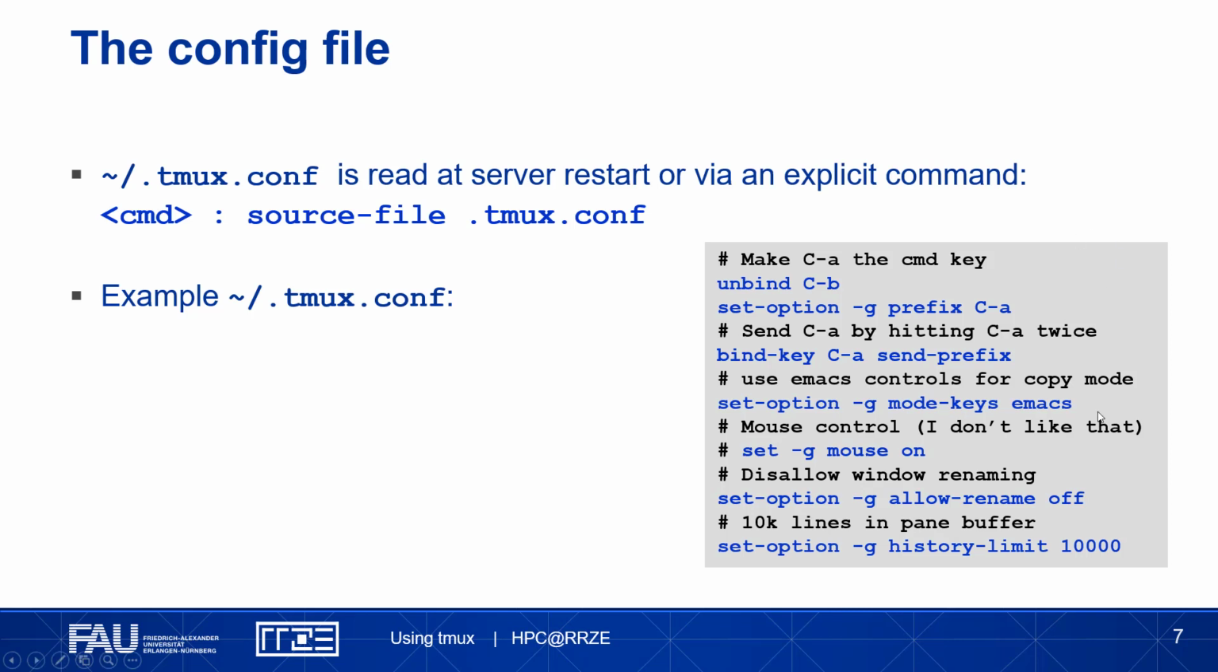As I told you before, for copy mode, if you want to use that, you have to make a choice between vi and Emacs. I choose Emacs, so the command here is set-option -g mode-keys emacs. Or use vi if you like that better.